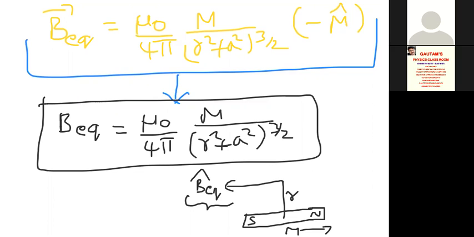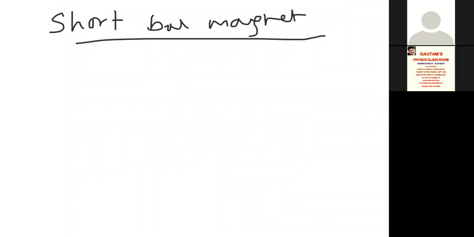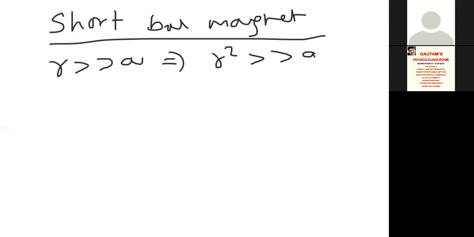Now suppose they told short bar magnet. What do you mean by short bar magnet? Short bar magnet means r value is greater than a. That implies r square is greater than a square. So a is very small. Then I can write r square plus a square is nearly equal to r square.